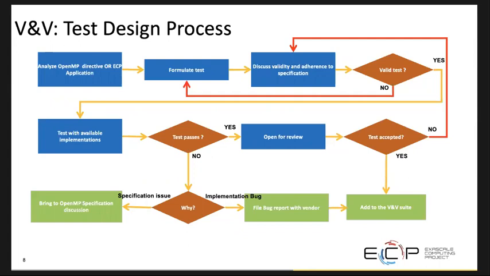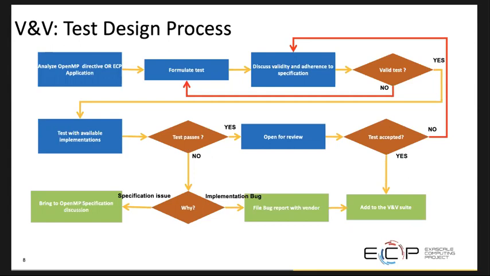Then we have an in-house discussion about the validity of the test after we make it. Sometimes we discover that in some obscure part of the specification, there are some constraints that invalidate the test. Then we go back and reiterate over the test. If it is a valid test, then if there is an implementation available, we go ahead and test it. Sometimes we have found out that our understanding of the specification has been flawed because of the wordings used or how it is phrased. This is a positive outcome because we can take this issue to the OpenMP specification discussion and get those corrections in.